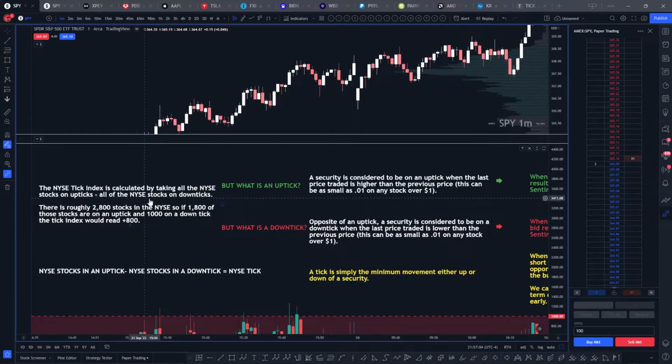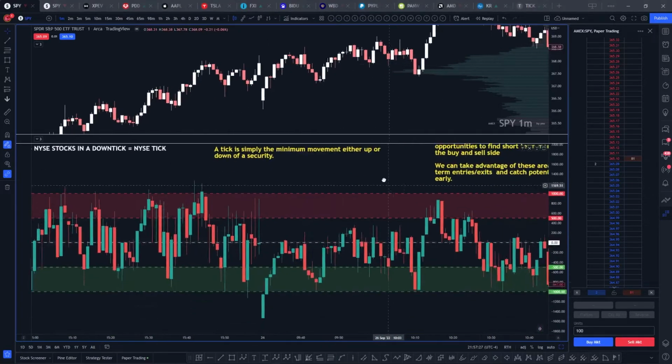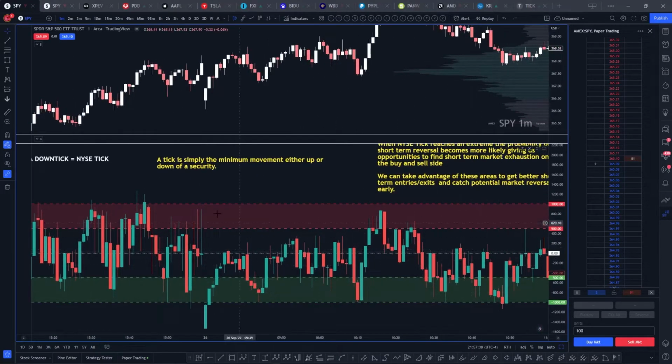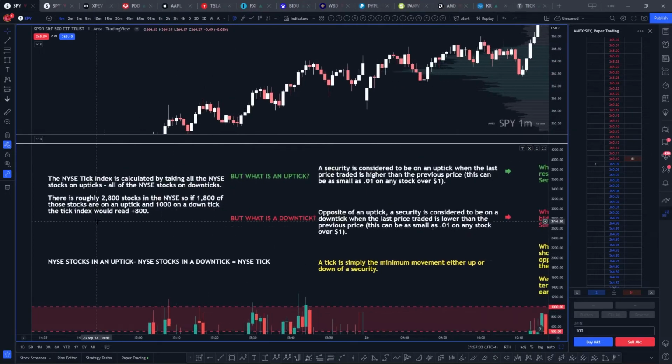So just a basic overview of what the NYSE tick is actually doing. Within NYSE, there are about 2,800 given stocks at any given time. And what tick is doing, our ratio down here, is taking all of the stocks that are on an uptick and subtracting it by all of the stocks that are on a downtick. And that gives you your readout of where tick is currently. So a good example would be, there are 1,800 stocks pushing and there are 1,000 stocks going down. That would give you a reading of about 800 on tick, right?